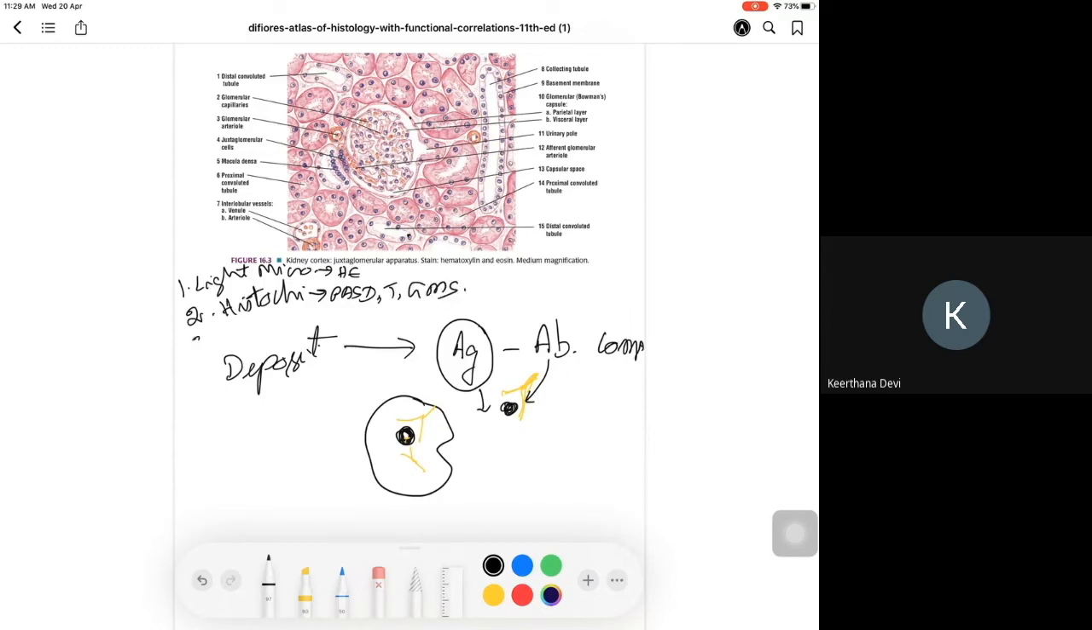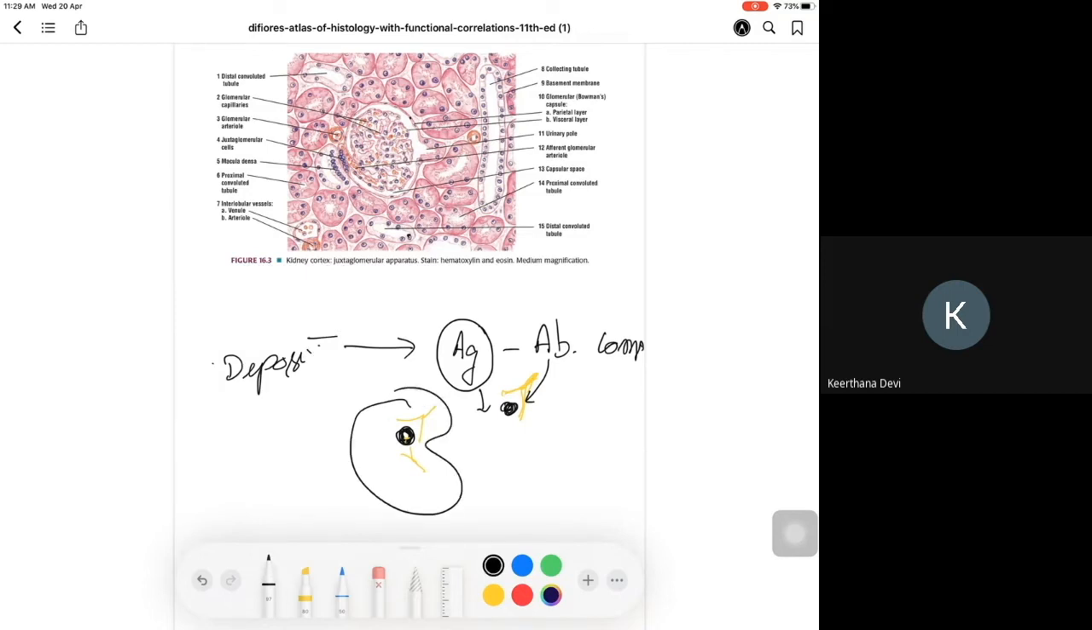Three is IF, immunofluorescence. Fourth one is electron microscopy. When the antigen is part of the kidney, then we are talking about IF, because IF only will help to see whether it is intrinsic or extrinsic. In IF, it will have a linear pattern when the antigen is intrinsic to the kidney. When the antigen is extrinsic to the kidney, it will have a granular pattern.